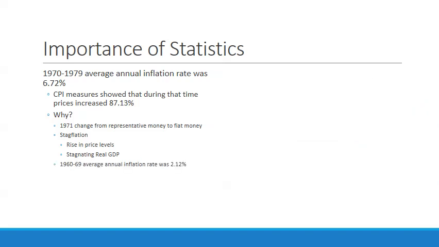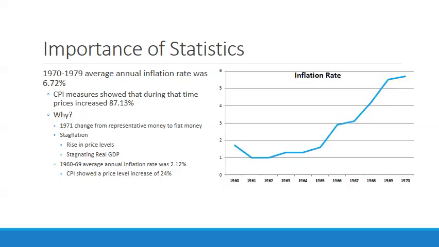And we look at 1960 to 69, the average annual inflation rate the decade before was 2.12%. And CPI showed a price level increase of 24%. So during the 1960s, prices increased by 24%. During the 1970s, prices increased by over 87%. Look at the inflation rate here. It does look pretty steep when we talk about 65 to 70, but in reality, we're going from a little under 2% to under 6%, so a 4% change right there.